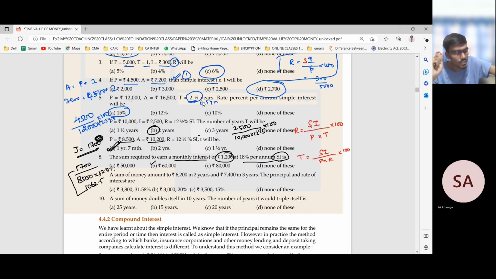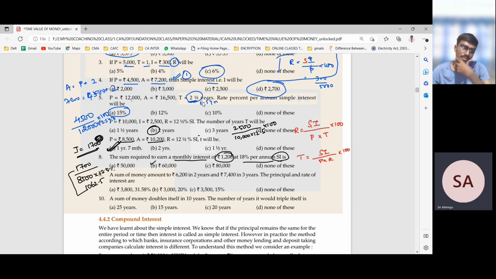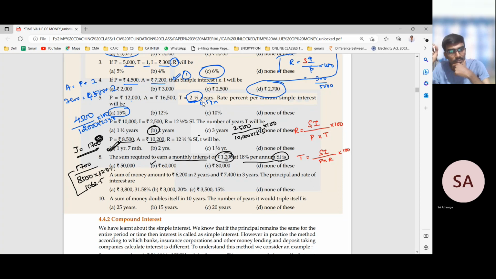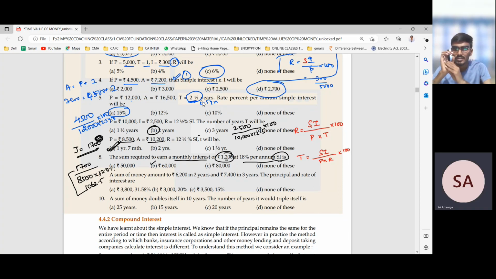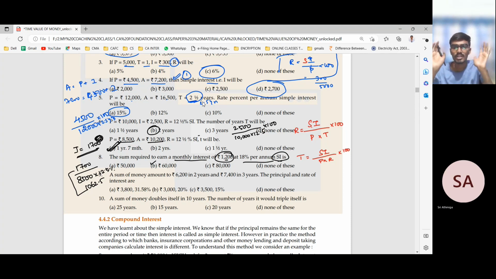If it is per annum, it is 12 months. Is it right? So 10,800 is for 12 months, and they have given a monthly interest of 1,200. So we divide it by 12. What is the value? 900. So 1,200 won't come. So option B is wrong. We will choose option C.